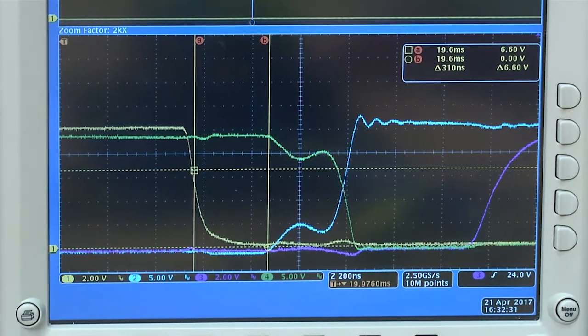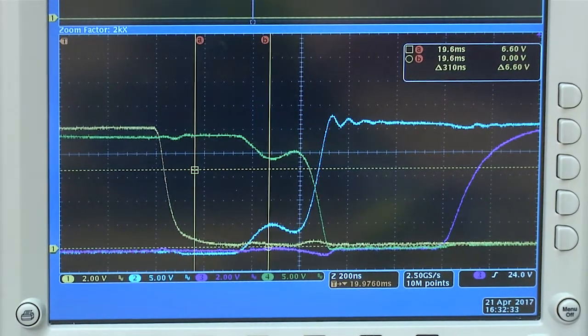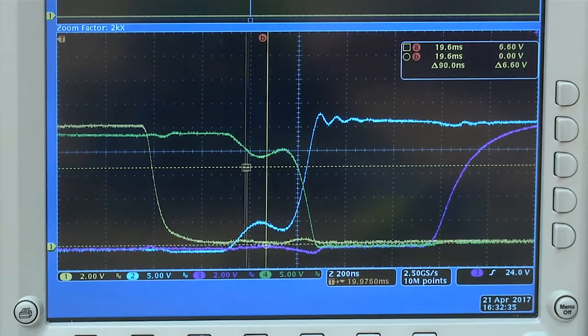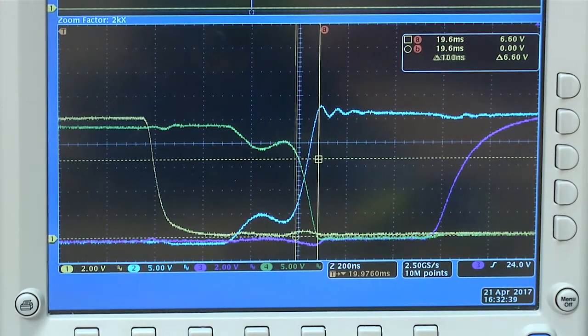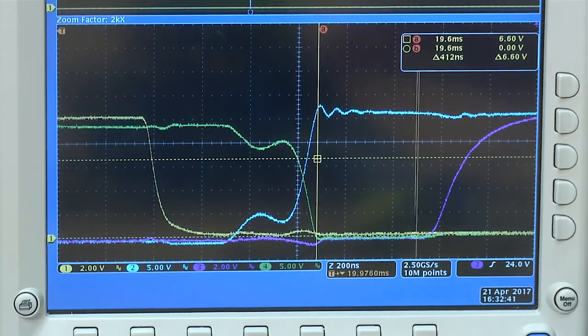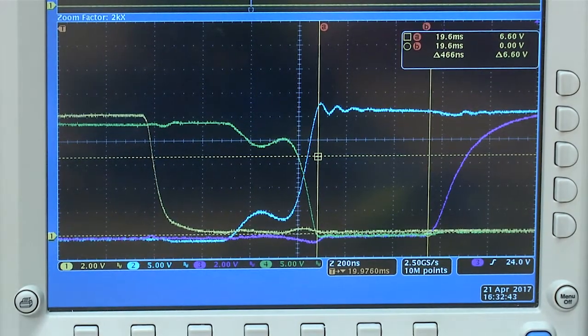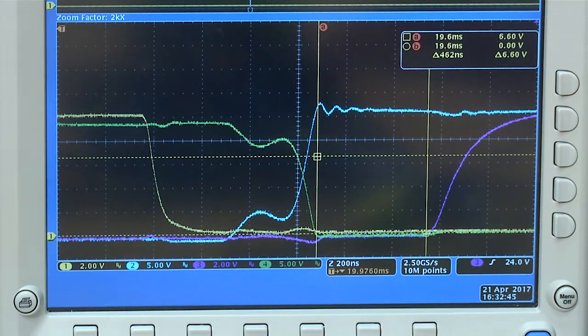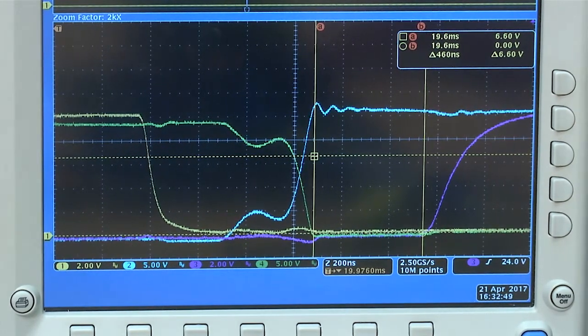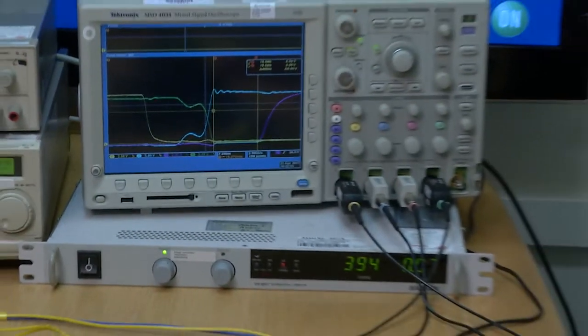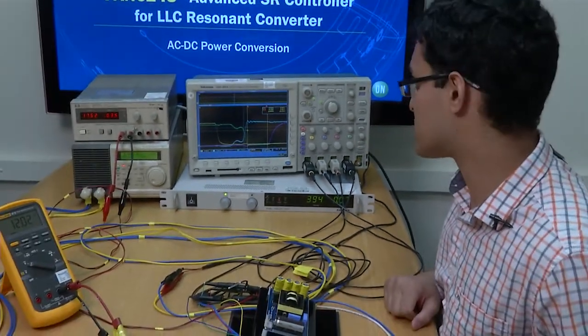Let's also measure the turn-on delay at light load. The green waveform gets pulled low at this instant here, and then the SR gate drive goes high over here. So that measures approximately 460 nanoseconds. That indicates that at light load there's an increased turn-on delay for the SR gate drive.